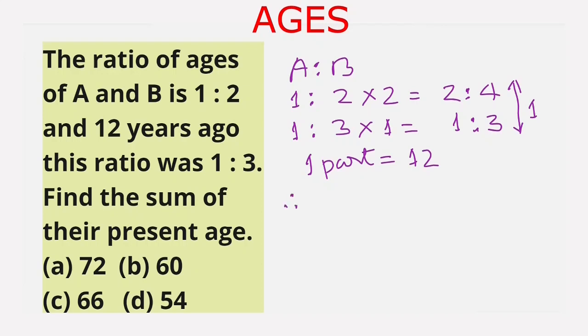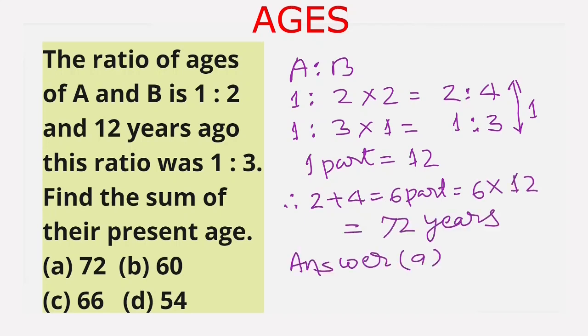Therefore the sum of their ages is 2 parts plus 4 parts, which is 6 parts, equal to 6 multiplied by 12, which comes out to be 72 years. This way we can solve this question without using x and can directly find the answer, and our answer is 72, and from the given options our answer is option A. We go to the next question.